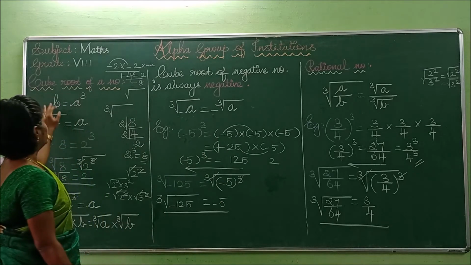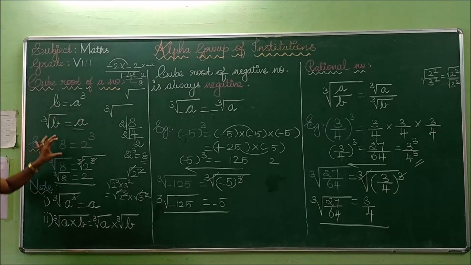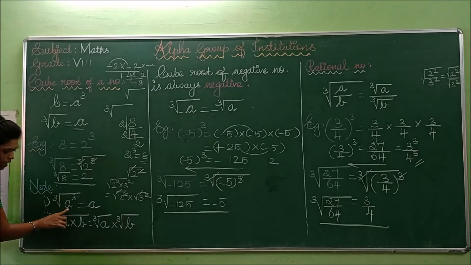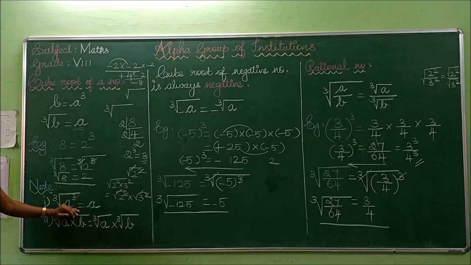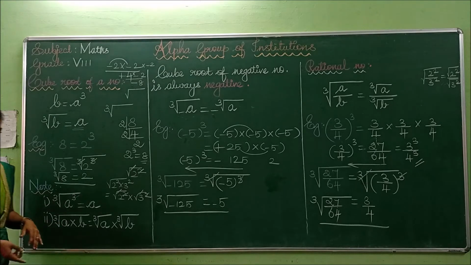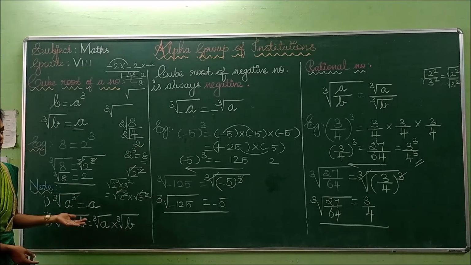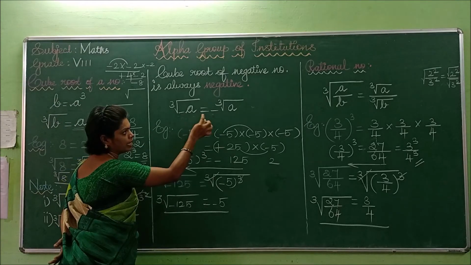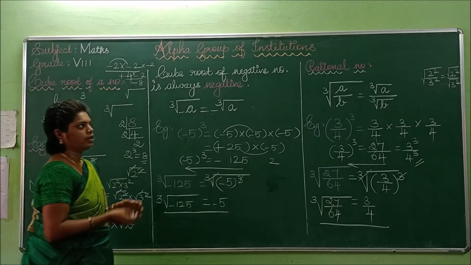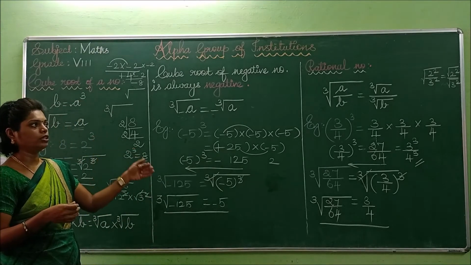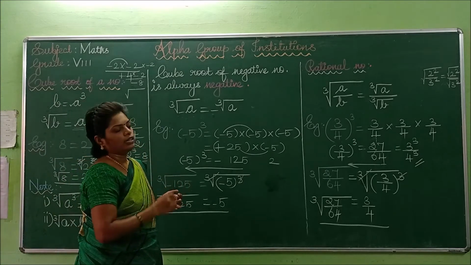So what are the things we have learned here? Cubed root of a number: if you want to find any cubed root value, you can use this result. Then two notes will be there. First, if you need the value of a, it comes from the cubed root of a cube. That means cube and cubed root will be cancelled, and the remaining value must be your answer. Second, the cubed root of a cross b is equal to cubed root of a into cubed root of b. Here the cube root of a negative number is always negative. That is, cube root of minus a is equal to minus cube root of a. At last, rational number: cube root of a by b. That cube root is for both numerator as well as denominator, which is equal to cube root of a divided by cube root of b.